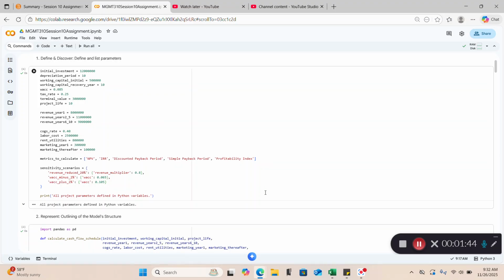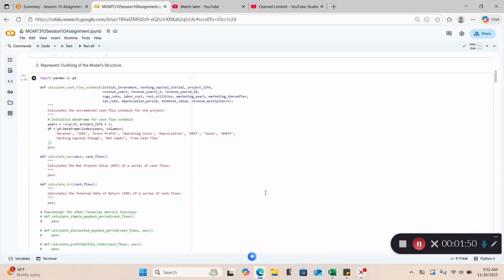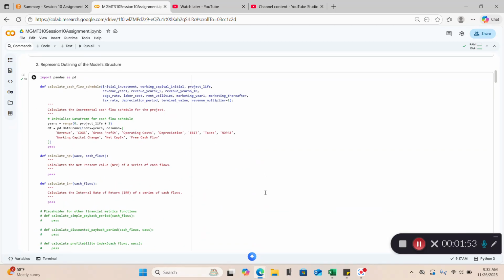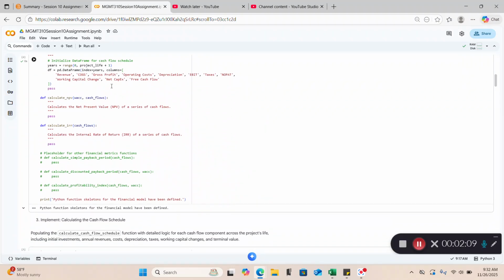So now we have all these defined and listed, we can move on to Represent, which is outlining the model structure and creating the function definitions. Here we first created the function for calculating the cash flow schedule, which includes all these different variables. Our goal is to calculate the incremental cash flow for the project, in which we initialize the data frame for the cash flow schedule. After that, we define the calculation of the NPV, net present value, using our WACC and our cash flows. And after that, we move on to calculating the IRR, for which we use our cash flows.